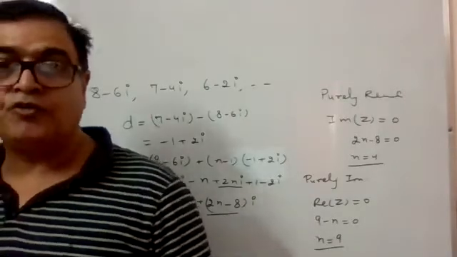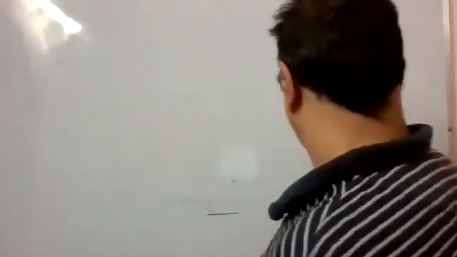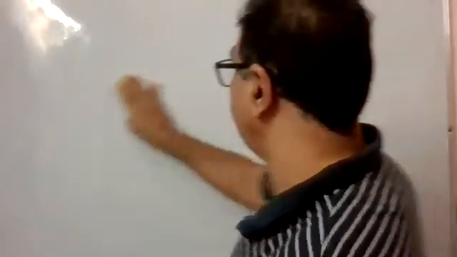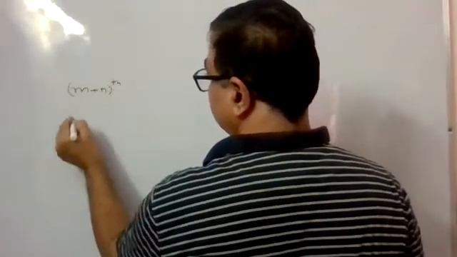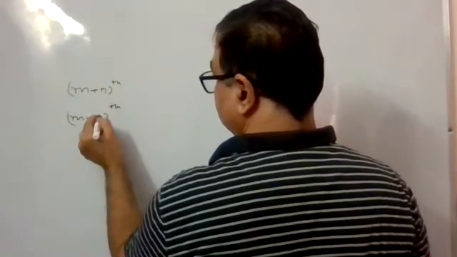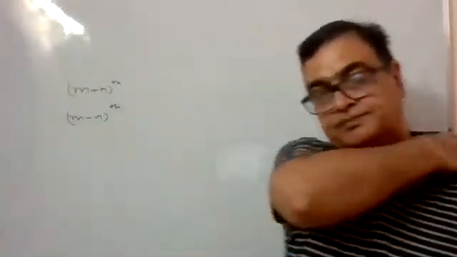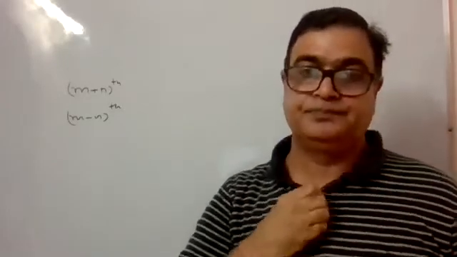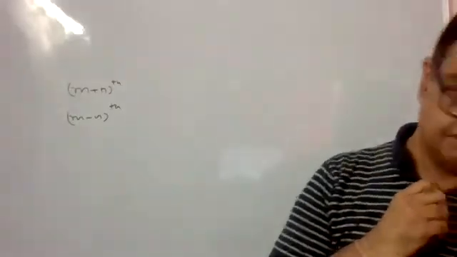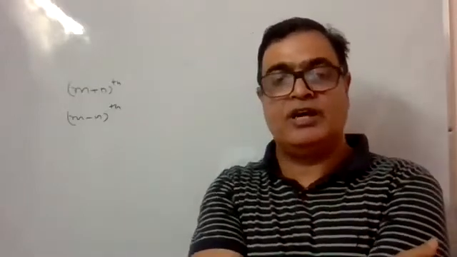Show that the sum of the m plus nth term and the m minus nth term is equal to twice the mth term. The sum of these two terms is twice the mth term, which we have to prove.